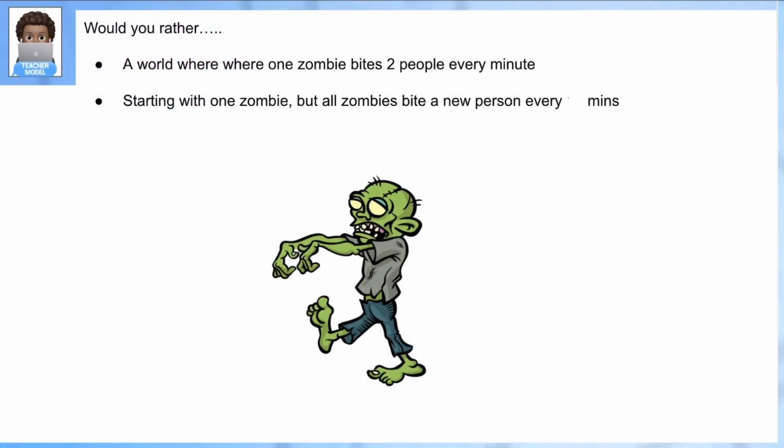We're going to play a quick game of Would You Rather. Would you rather live in a world where there's one infectious zombie that bites 2 people every single minute? Or would you rather live in a world where there's one zombie and he just bites 1 person every minute, but every single one of those zombies can now create a zombie as the minutes pass by?